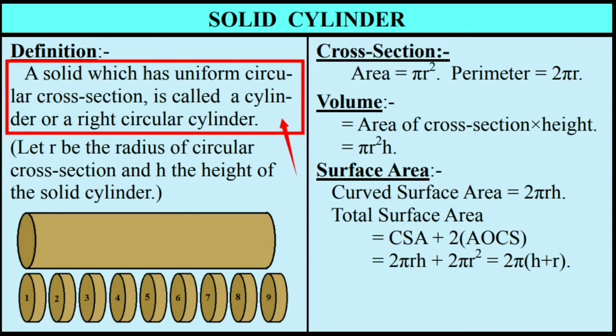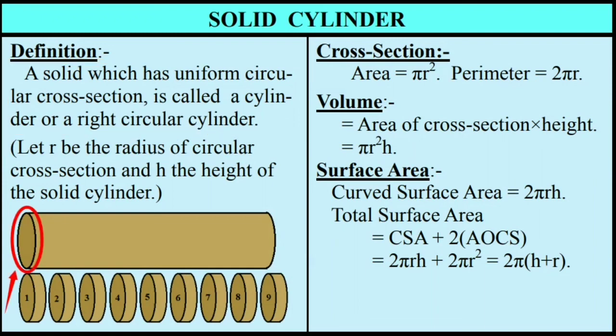Definition: a solid which has uniform circular cross section is called a cylinder or a right circular cylinder. In this solid figure diagram, we observe that its one face is circular, and that is the uniform cross section of this solid, and hence it is a cylinder. It means a cylinder is a solid figure in which a uniform circular cross section is there.